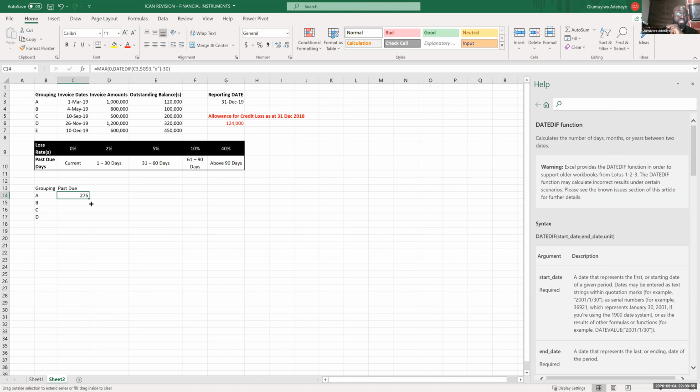Now, since I've written the formula, I can calculate for others. And at the end of the day, I could say that these are the periods. Therefore, these are the past due dates. Now 275 and 211 fall above 90 days, which means technically, I'll say this falls within this category, above 90 days.